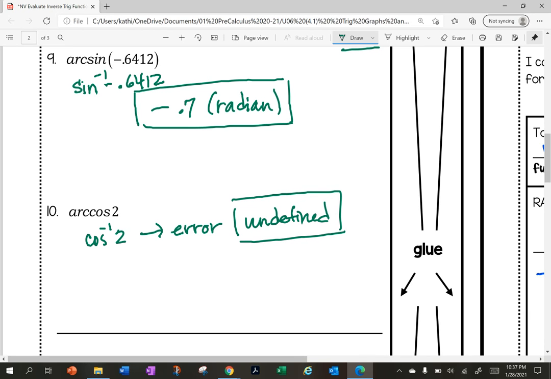So let's revisit, what does cosine look like? Cosine looks like this. I go from -1 to 1, and this is asking me for some value here at 2. And 2 is not on my cosine curve. That's why it's undefined. All right, we are done.